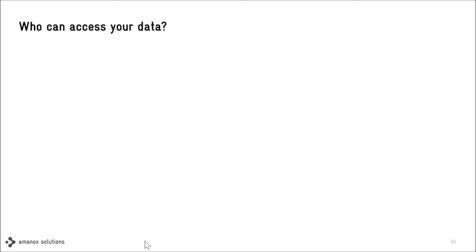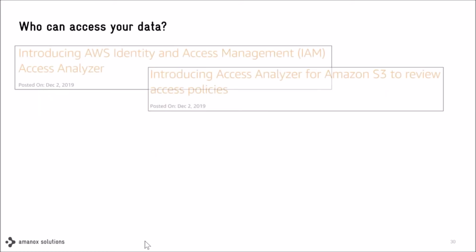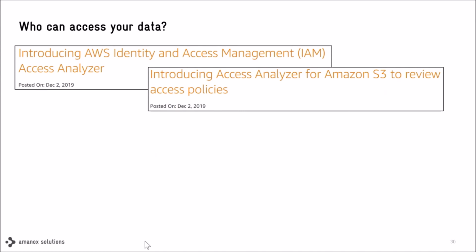You might wonder, okay, I have my data in AWS, who can access my data? How can I know this? To answer this question, there are different services that can help you. There is AWS Identity and Access Management Access Analyzer, which makes it simple for you to check that the policies provide only the intended access to resources.